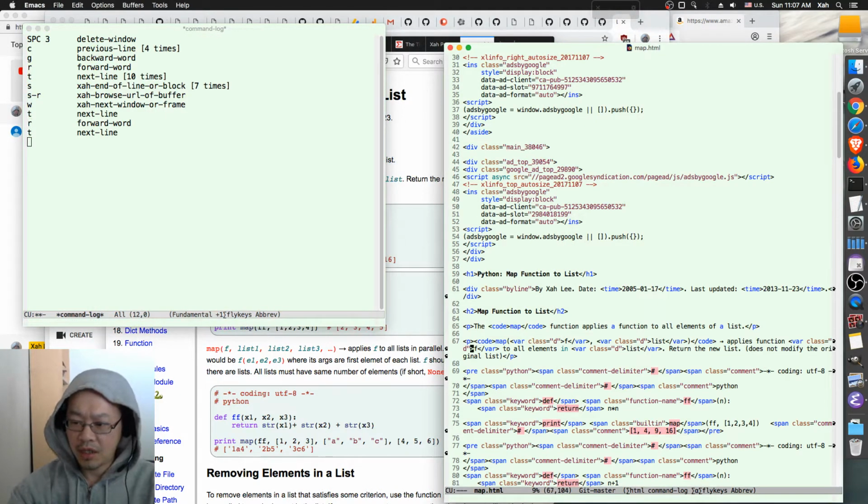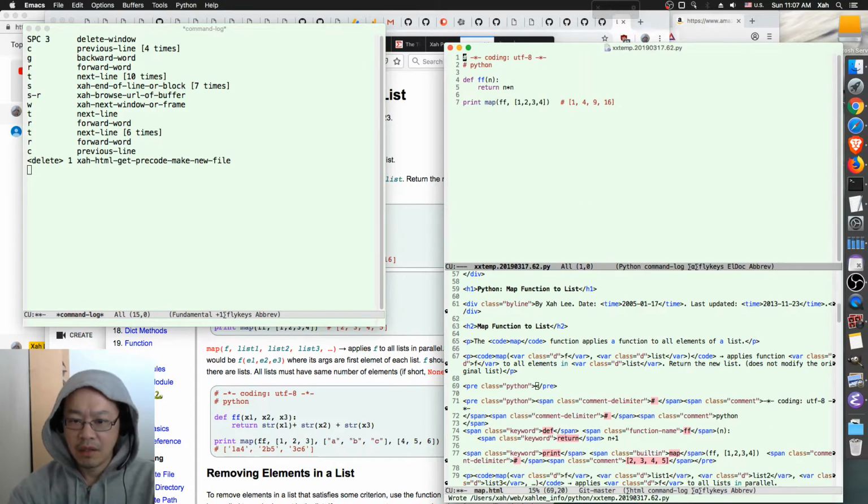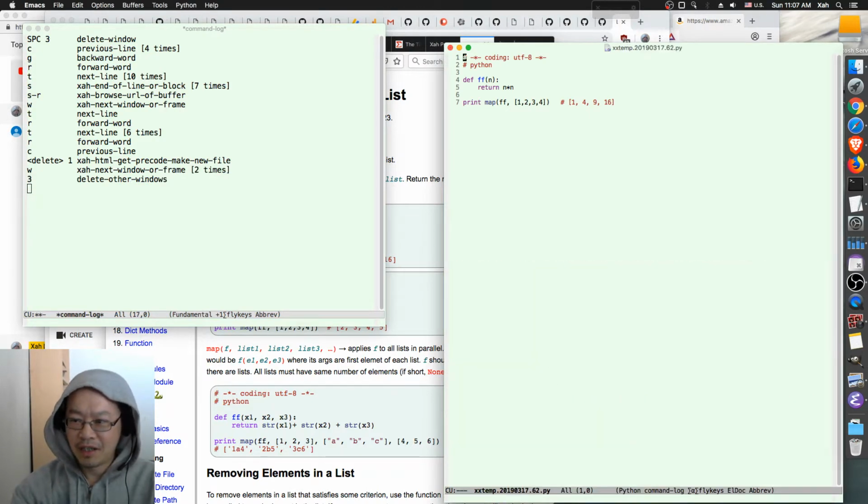Now let's go to here and I press a button. That's XR get precode make new file. Kind of a long name. So now it actually pulled the code into a new buffer and put it in Python mode. And actually, I can run this, run it.